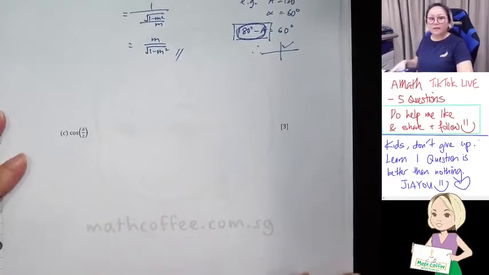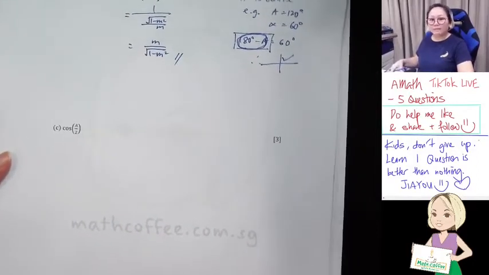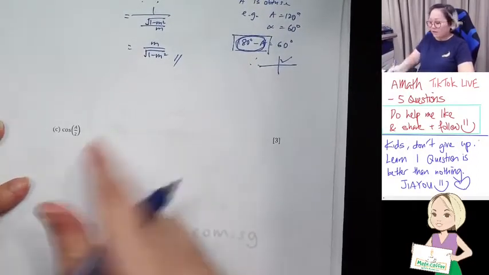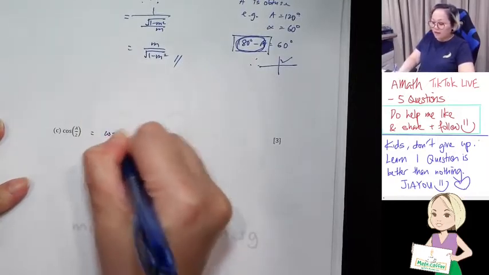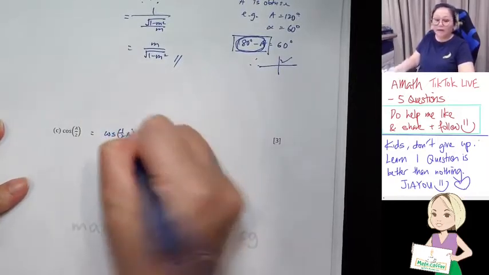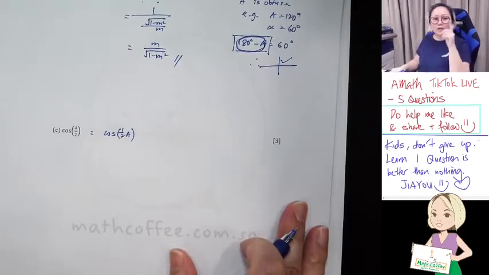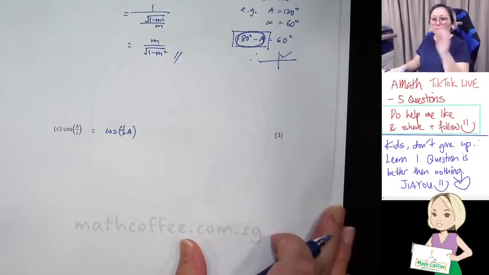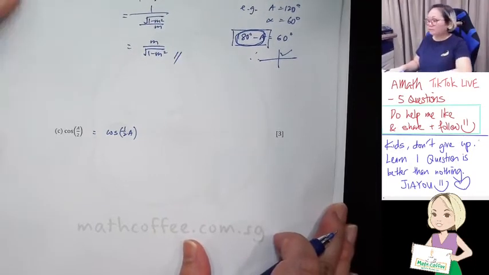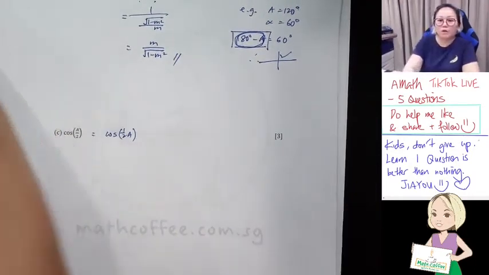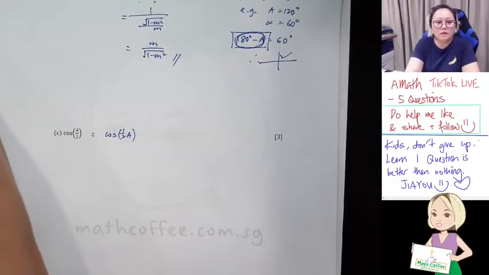Many students don't know how to do half A. A over 2 is the meaning of half A. So you can rewrite it as cosine half A, and put a bracket. So take note, kids. For sine half A or cosine half A, always use the double angle formula for cosine 2A.